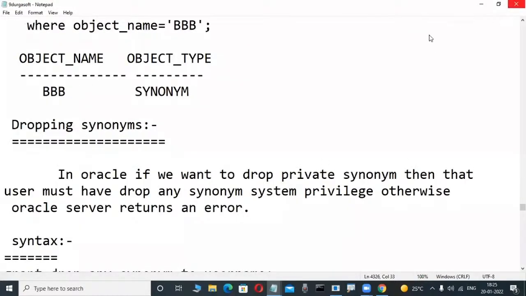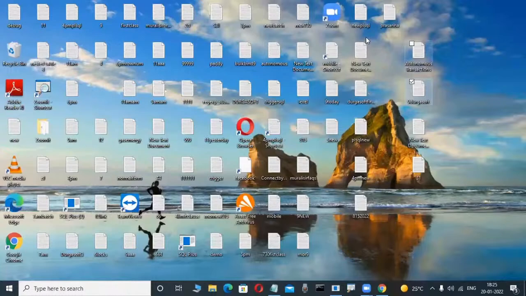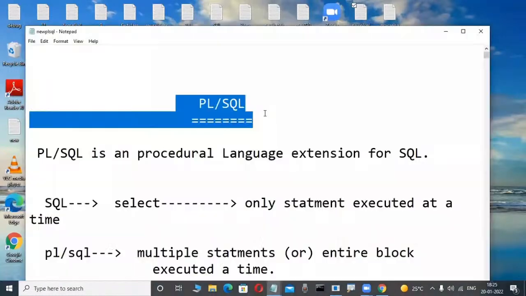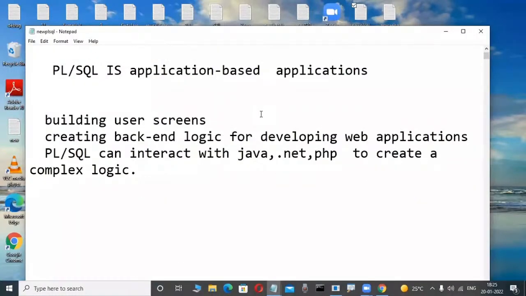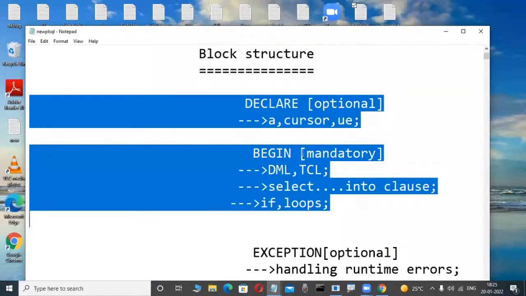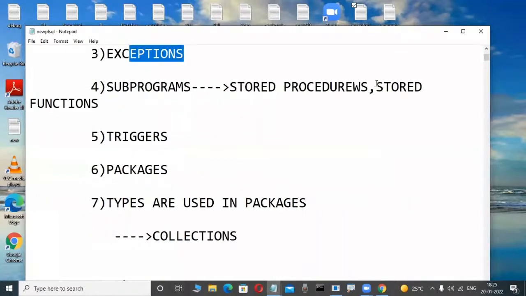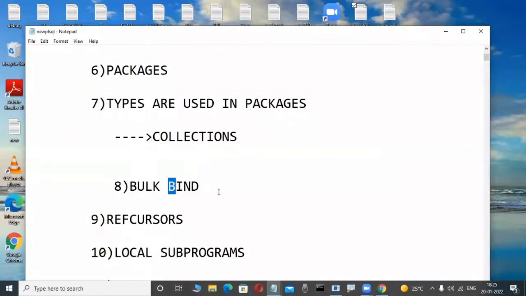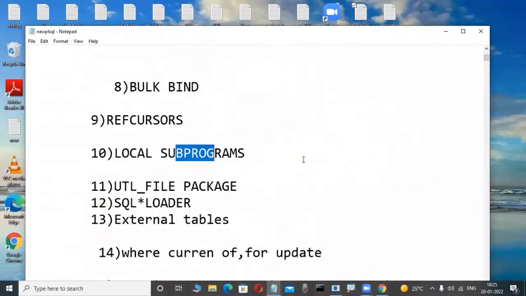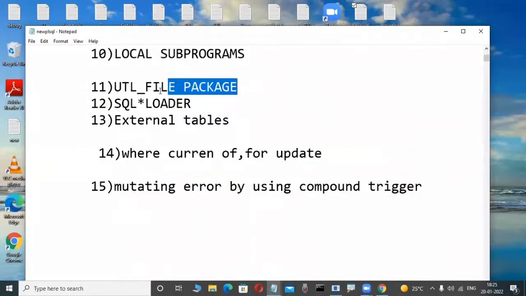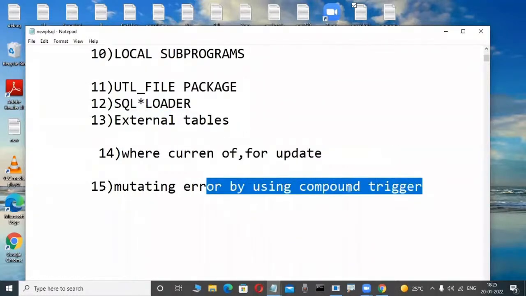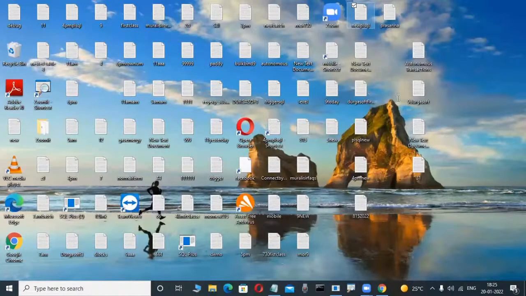These are big concepts. Again, PL/SQL means a little bit of coding, so don't be afraid. In PL/SQL you write this type of little coding. In it there are cursors, exceptions, stored procedures, stored functions, triggers, packages, types, collections, bulk bind, ref cursors, local subprograms, UTL_FILE packages, SQL*Loader, external tables, so many things like this. So much syllabus is there, and that's why there are so many concepts.